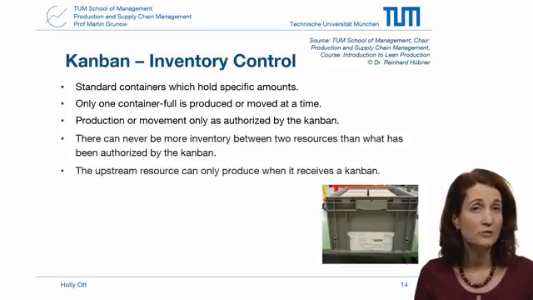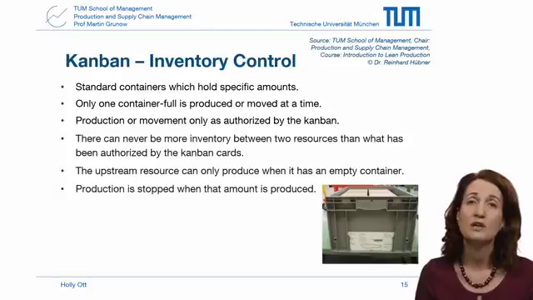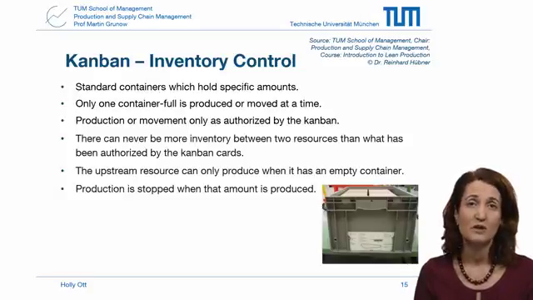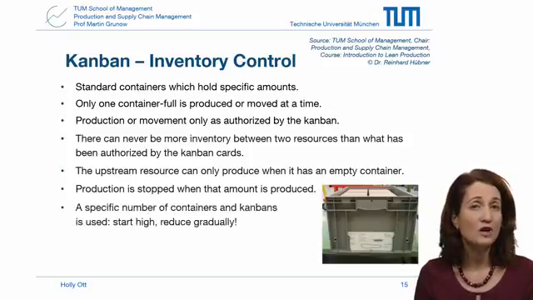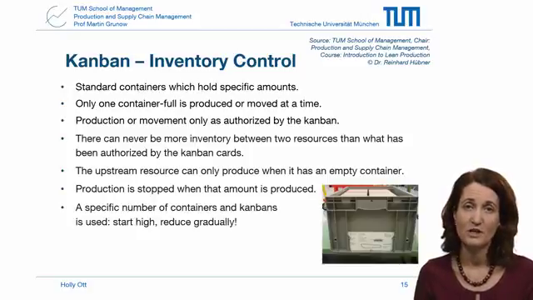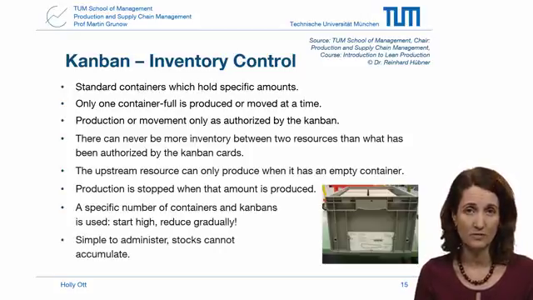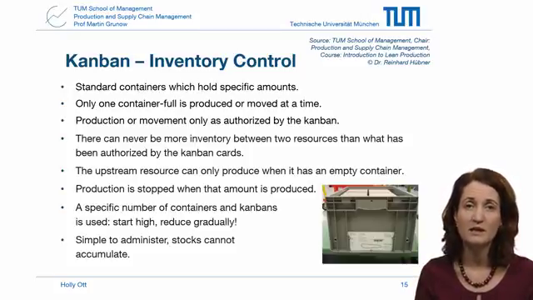The upstream resource can only produce when it receives a Kanban, and production is stopped when that amount is produced. So we limit the inventory by the number of containers allowed. But this also allows us to fine-tune our process. A specific number of containers in Kanban is used, so you can start with a larger number of Kanbans and then reduce them until you hit a stockout, for example. So we're reducing our inventory, our waste in our system, until we uncover a problem. And this means that Kanbans can be used to fine-tune our system in a very simple way that everyone can understand, and stocks cannot accumulate.